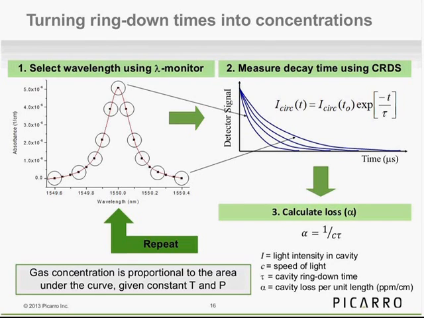Likewise, if you have no gas in the cavity, the ring down time will be longer because there's nothing to absorb. You calculate the loss at that particular wavelength, and then you repeat this cycle over and over again. You can then calculate the gas concentration because it's proportional to the area under the curve, given constant temperature and pressure. And that constant temperature and pressure is very important.